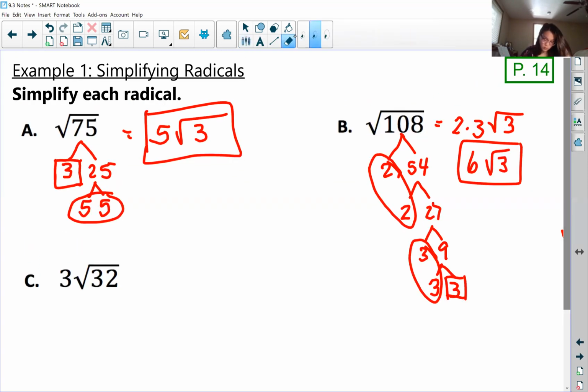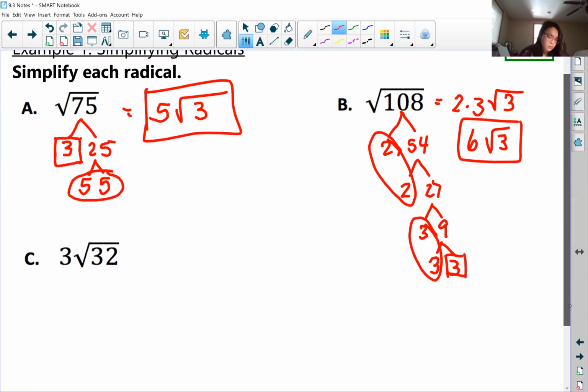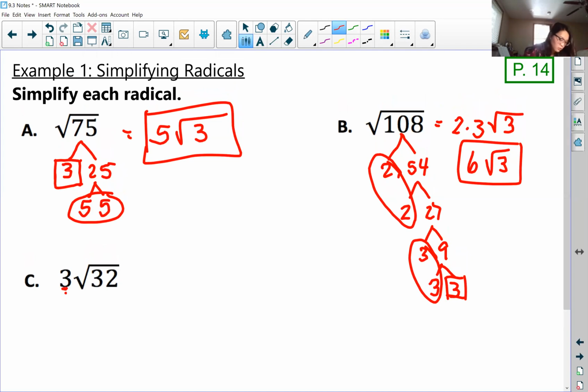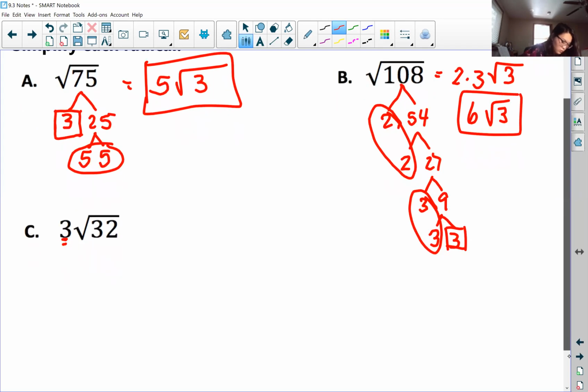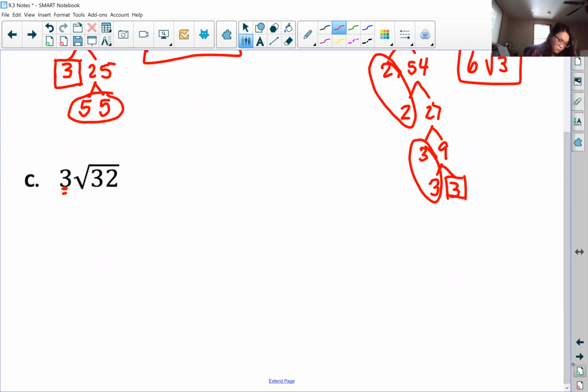All right. 3 times the square root of 32. Okay, a little something different here. Now we have a number already out front. We just have to remember that we will have to multiply whatever our answer is by 3 when we're done.